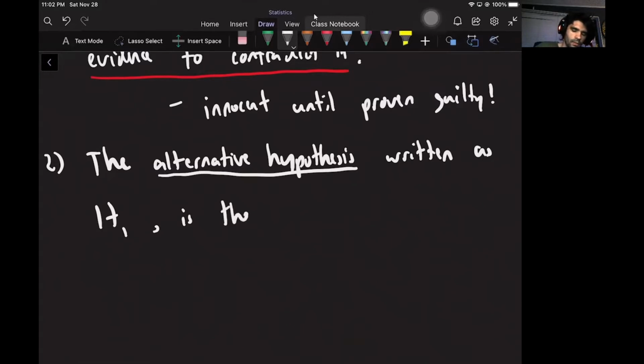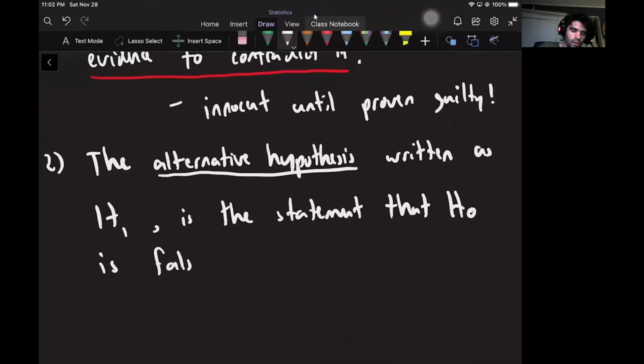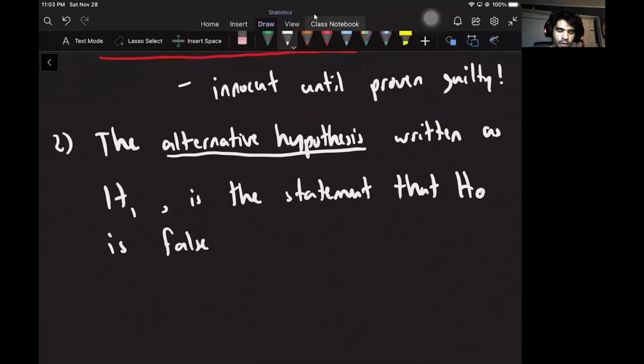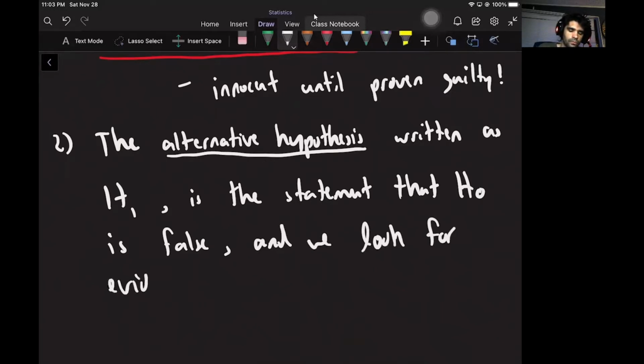So it's really the statement that H naught is false. In practice and examples, we'll see how to always write H1 based on the question. It's not so hard to figure out in practice. But then the point is, we then look for evidence to support it. So you're always trying to show that H1 is true.